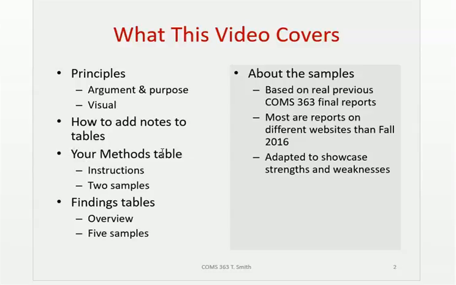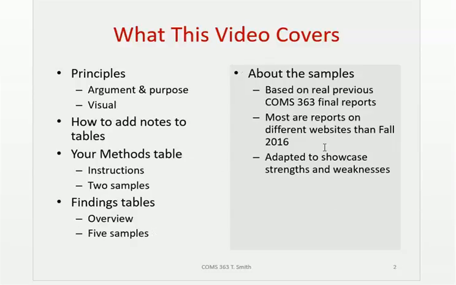I'm going to focus on the methods table, because your methods section of the final report needs to have a table in it of demographics of participants. It'll give instructions from the final report assignment instructions, and it'll give 2 samples. In your findings section, you'll also have the option to include tables. It'll provide an overview of what's required for that, and 5 samples I'll critique.